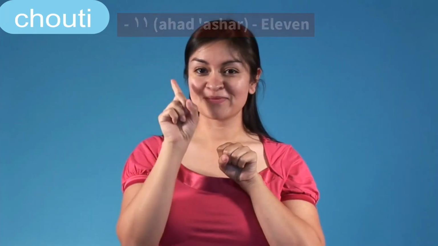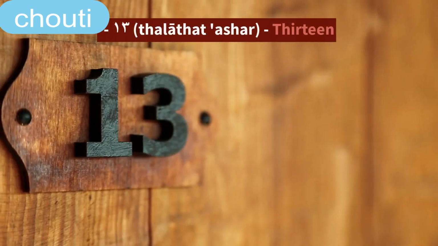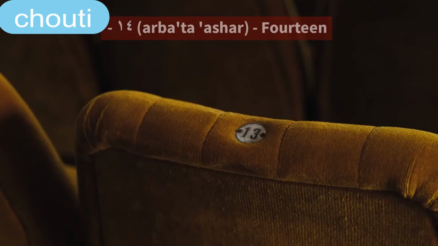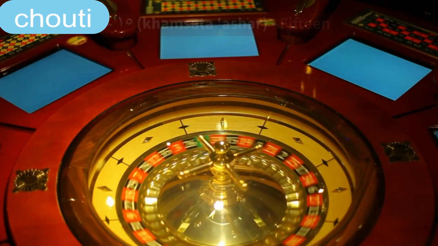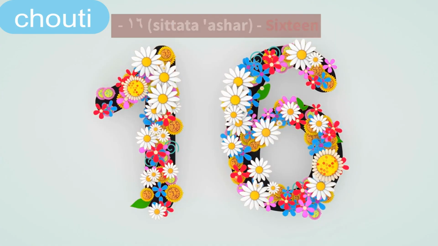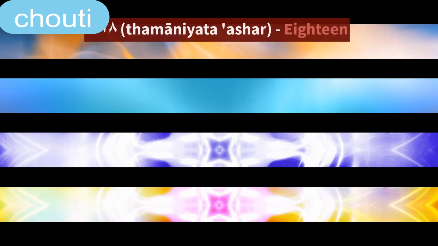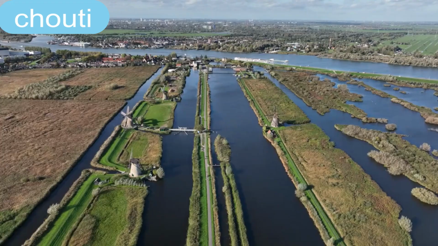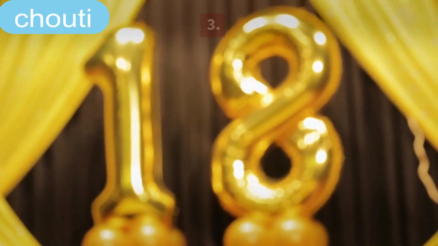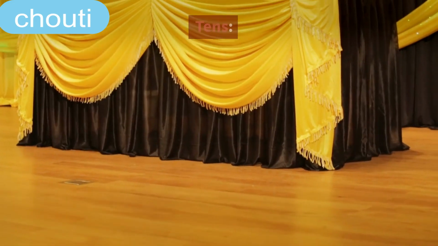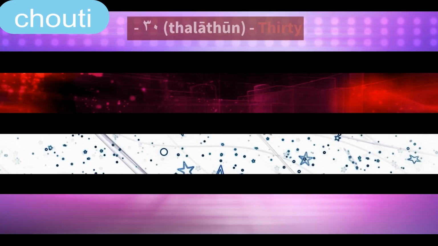2. Numbers from 11 to 19. Ahad Ashar, 11. Ithnata Ashar, 12. Thalathat Ashar, 13. Arbata Ashar, 14. Kamsata Ashar, 15. Satata Ashar, 16. Sabata Ashar, 17. Thamaniyata Ashar, 18. Tizata Ashar, 19.